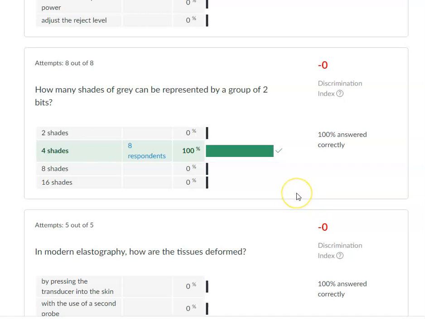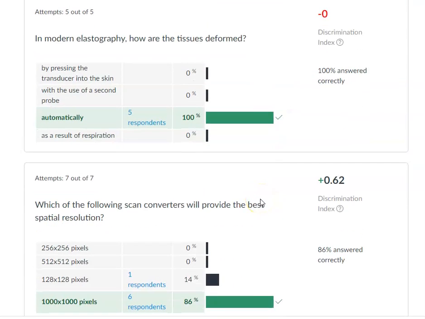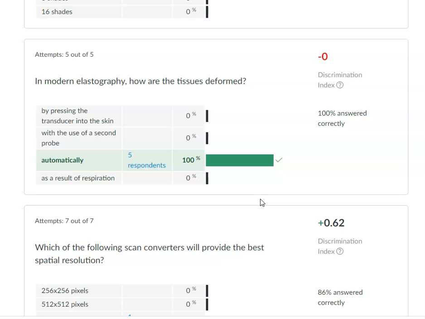Next question, how many shades of gray can be represented by a group of 2 bits? So that'd be 2 to the n, where n is the number of bits that you're using. So 2 to the 2 is 4, so that's 4 shades of gray. In modern elastography, how are tissues deformed? And that's automatically, it uses a pulse that goes into the tissue. It forms what's called a shear wave that goes out and then can be measured to see the differences in tissue stiffness. And so automatically is a really good answer for that.